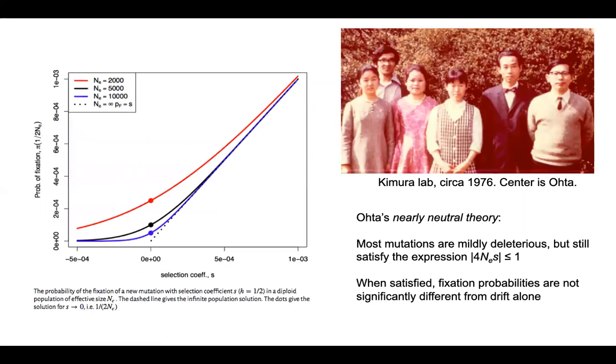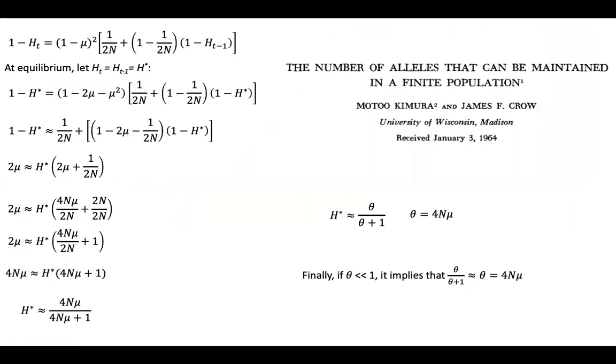Enter Tomoko Ohta, Kimura's graduate student and a star population geneticist in her own right. Ohta, pictured here with the entire Kimura lab from 1976, she's the one here in the center, showed that when the expression N_e times s is less than or equal to 1, then even deleterious mutations fix at the same rate and with the same probability as neutral ones. Her nearly neutral theory is largely seen as an extension of Kimura's classic neutral theory and has received considerable support over the years.